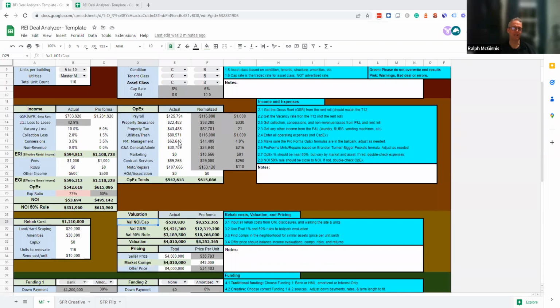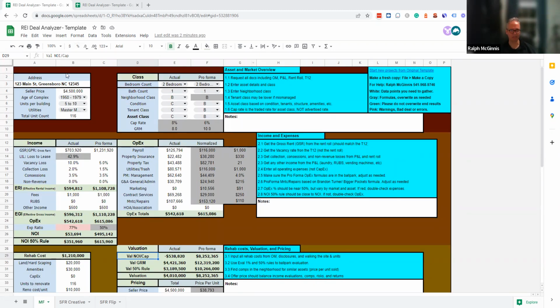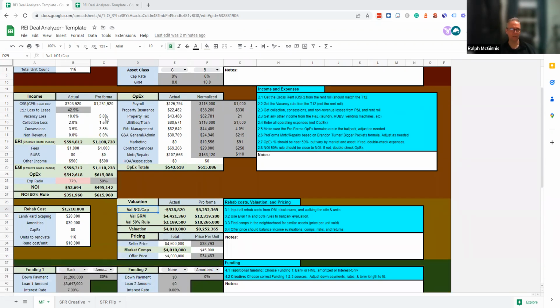Okay, so next section, once you go through this first section and fill out the details, now you come down to the income and operating expenses. On the income side, you don't have to fill out all of this. You can work your way down. But if you already know some of the lower items on this list, everything above it you don't necessarily have to pay attention to. So there's vacancy loss, collection loss, concessions, non-revenue.